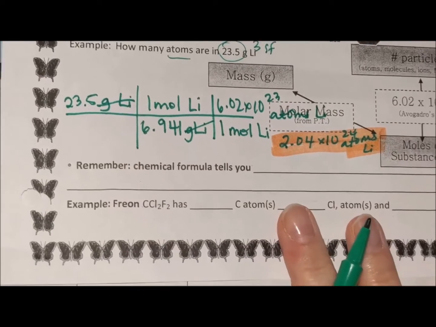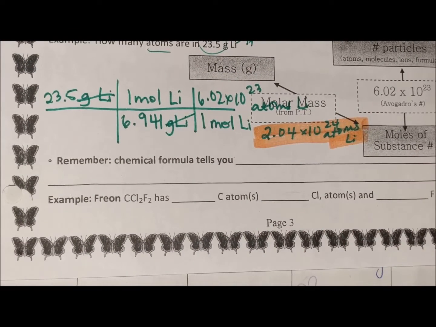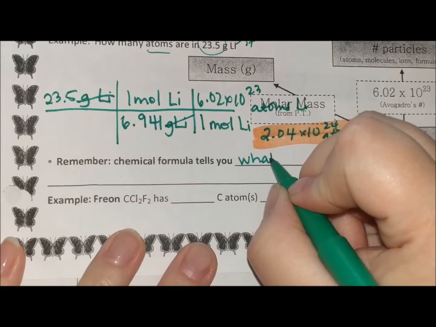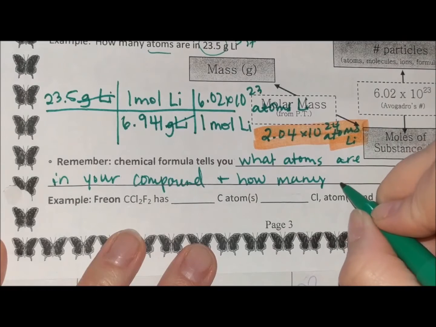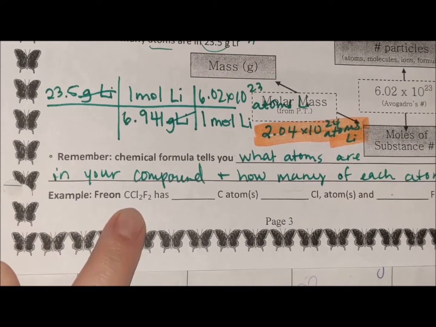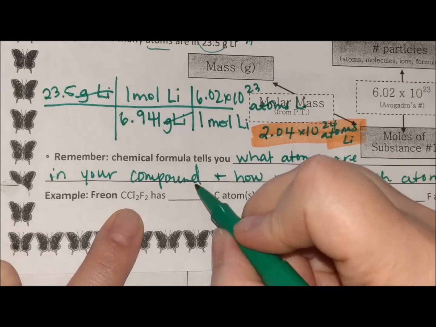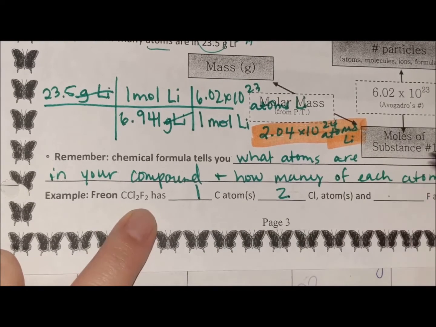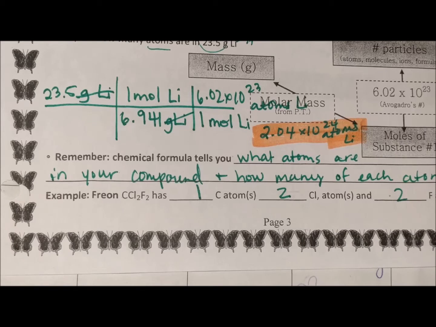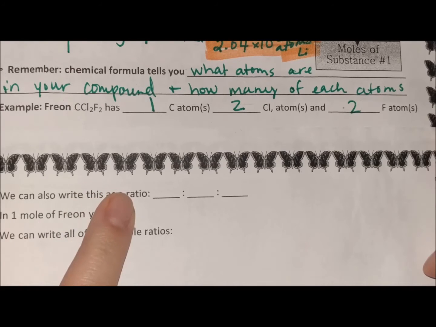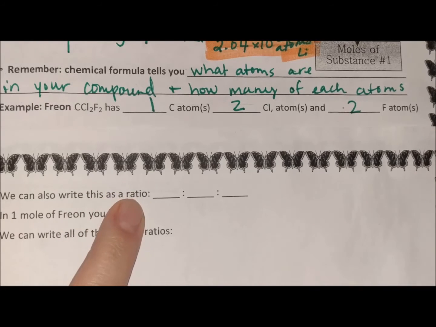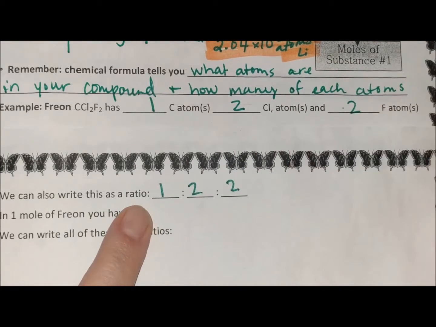So we're going to talk about one more thing here, and that is chemical formulas. Chemical formulas are going to tell you what atoms are in your compound and how many of each atom there are. So for example, if I look at this formula for Freon, Freon has 1 carbon atom, 2 chlorine atoms, and 2 fluorine atoms. So why is that useful to me? You can write these numbers as a ratio. So I can say the ratio of carbon to chlorine to fluorine atoms is 1 to 2 to 2.